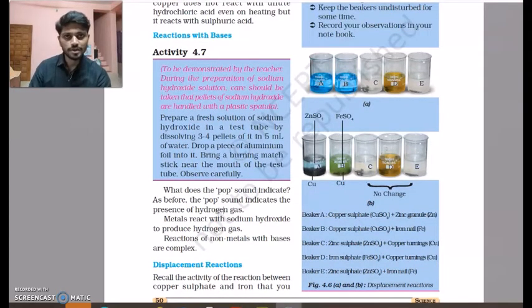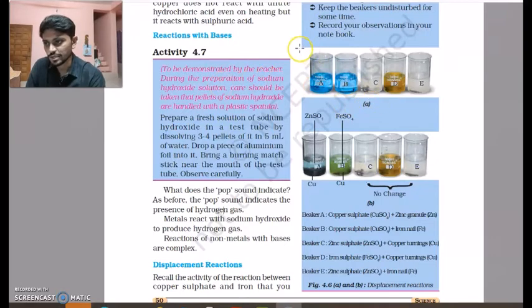Now there is another important chemical reaction which we will be discussing in this chapter. It is called a displacement reaction. Now displacement reactions are again a bit complicated, so we will not be covering it in entire detail in this standard, but you will learn more about displacement reactions in your 10th standard. So let us see what this activity is about.